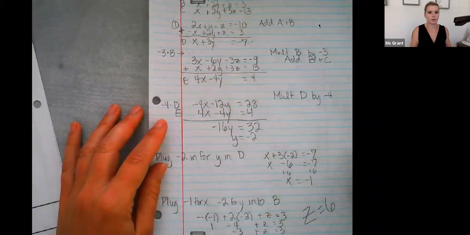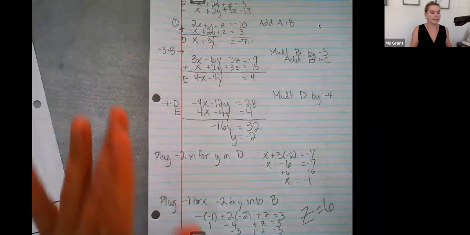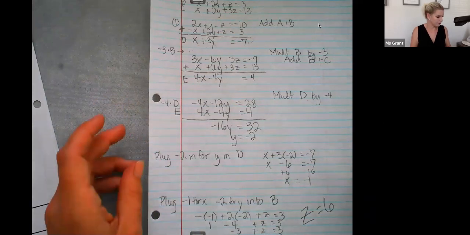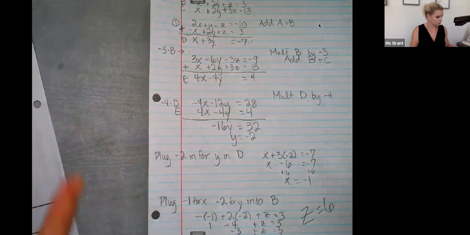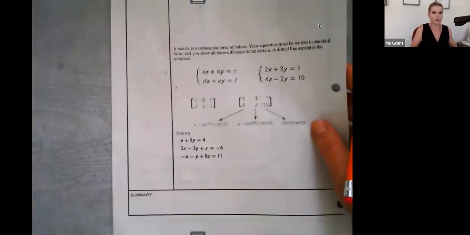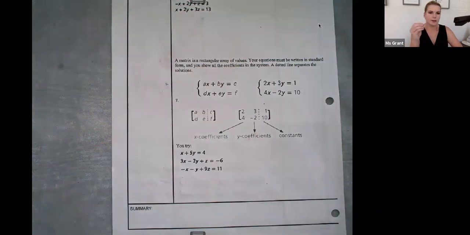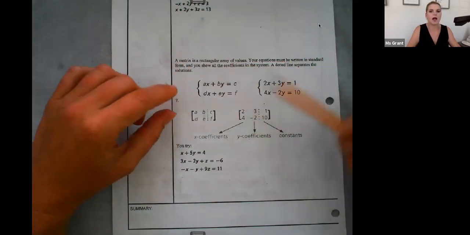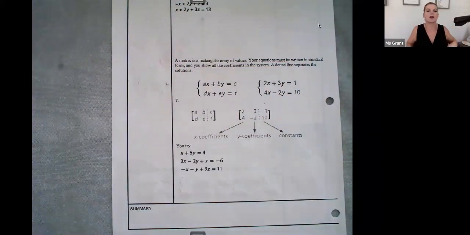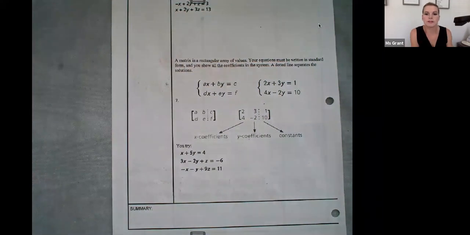So this is just problem number 6. Okay? Pause it at any time if you need to pause the video. So, last one. Totally different, but it involves systems. A matrix is a rectangular array of values. So I can have a bracket full of numbers, and I would call that a matrix. Your equations must be written in standard form, and you show all the coefficients, the numbers that are in the system. A dotted line separates the solution. Okay? So here we go.